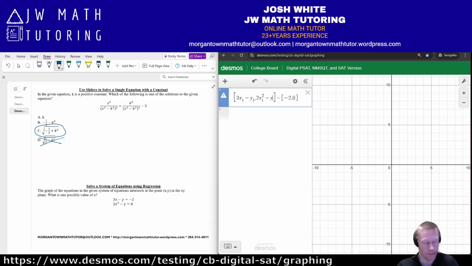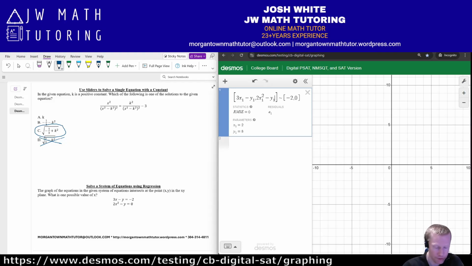Now, oh, the problem is I forgot to put the y1 there. There we go. All right, so notice here we have a solution, 2 comma 8. So this question says, what is one possible value of x? So one answer that you could give would be 2.